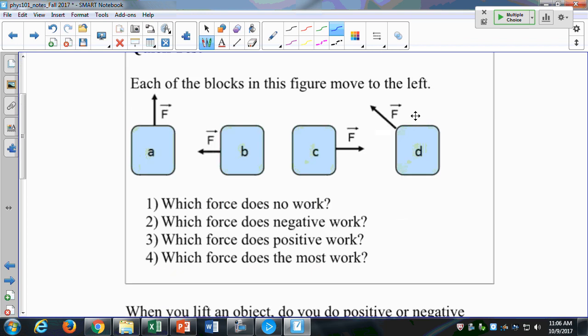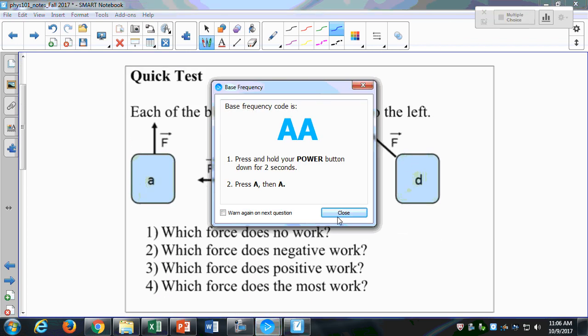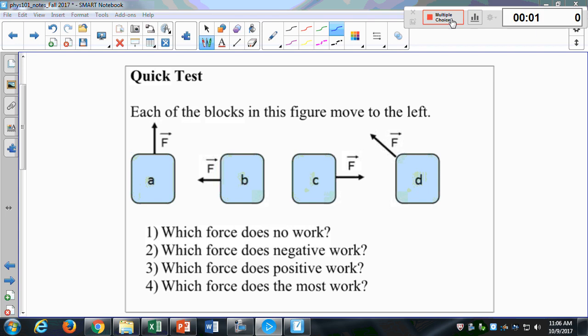Okay, we have a bunch of questions here, 4 different questions. Each of these blocks is moving to the left. So for all these blocks, they have a displacement that's to the left. And some of them have forces to the left, some of them have forces to the right, and some of them have forces up or in various directions. But all the blocks are moving to the left. Maybe they have other forces that are acting on them or whatever. For number 1, which of these forces does no work at all? Looking at each of the labeled forces F, for which force does no work? Is it the force on block A, block B, block C, or block D? Which force does no work at all?